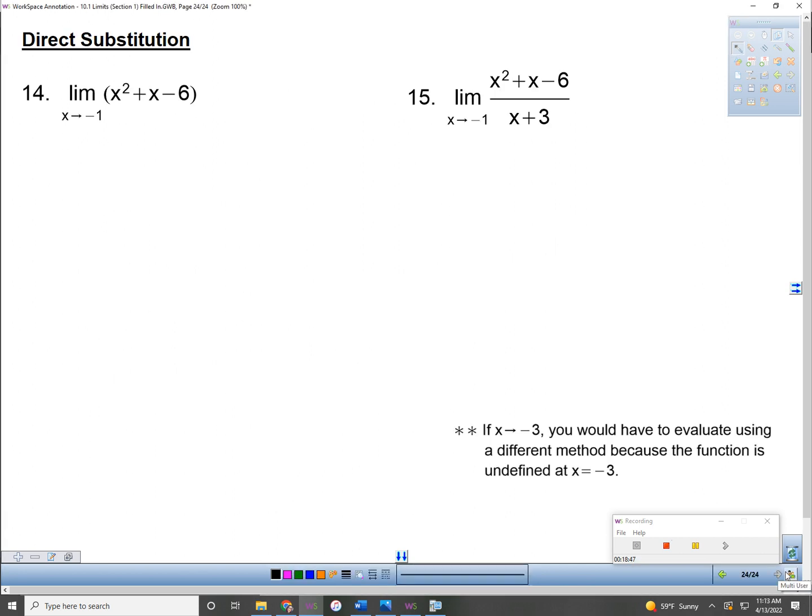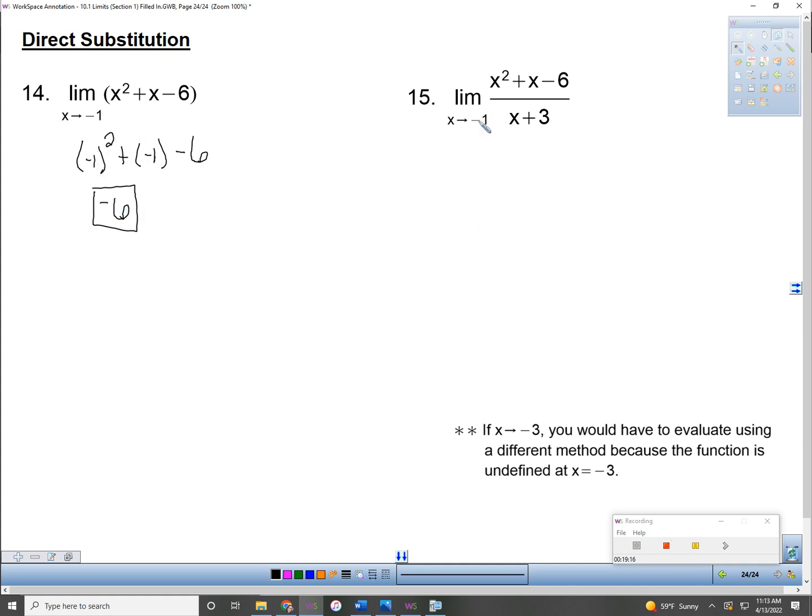So let's practice some direct substitution. You can directly substitute to find the limit on any problem until it gives you a problem area, like a 0 in a denominator. So I'm going to go ahead and plug in this -1 here. So I get -1 squared plus -1 minus 6. All right, so the limit as x approaches -1 of this function would just be -6, because -1 squared is 1, minus 1 is 0, minus 6 is -6.